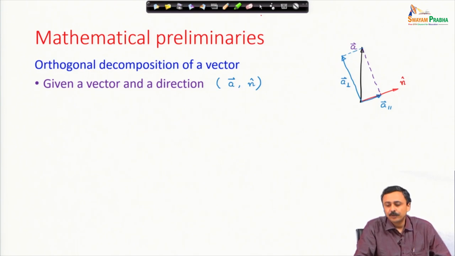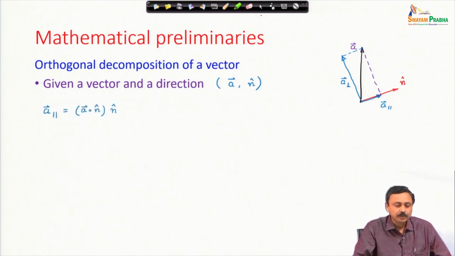Essentially we have to find the A parallel vector, which is along n cap, parallel means along n cap, and the A perpendicular vector, which is perpendicular to n cap. I do not know which direction, but I will find out, and the summation of these A parallel and A perpendicular vectors must be the A vector.